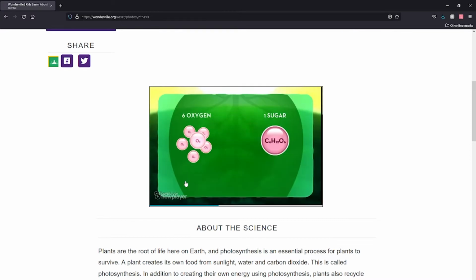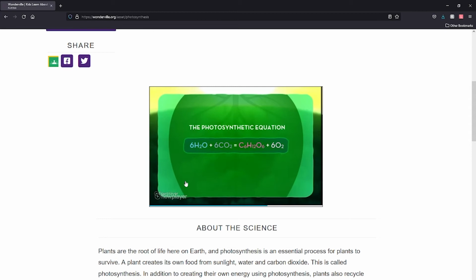We explore the chemistry. The equation looks like this: 6H2O plus 6CO2 equals C6H12O6 plus 6O2. That is known as the photosynthetic equation.